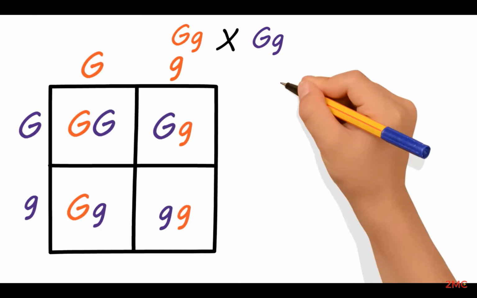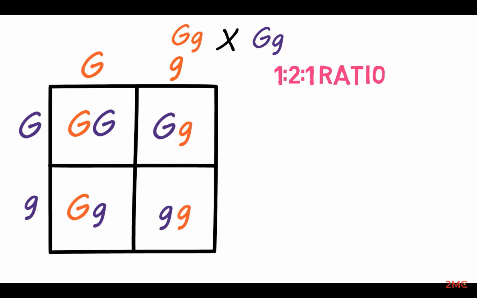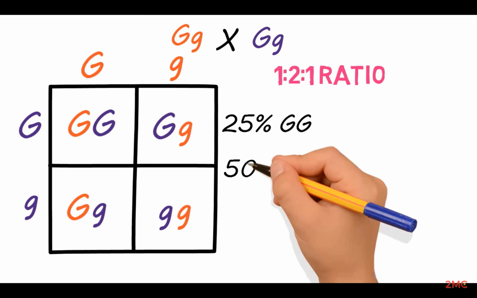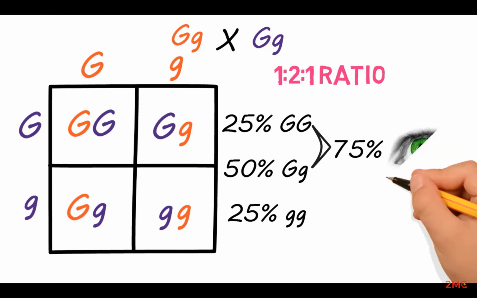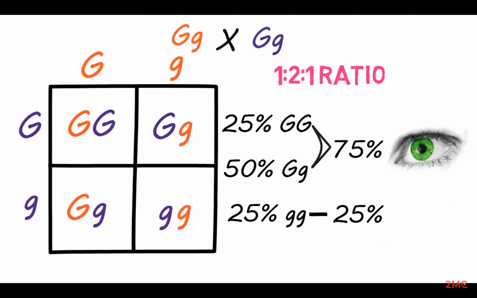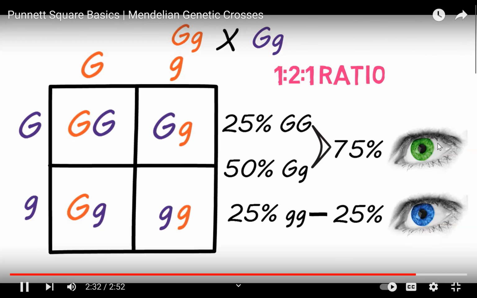This cross results in a 1 to 2 to 1 genotype ratio, with 25% homozygous dominant, or big G big G, 50% heterozygous, or big G little g, and 25% homozygous recessive, or little g little g. The phenotypic ratio would be a 3 to 1 ratio, with 75% green eyes and 25% blue eyes. Okay, hopefully that helps you understand simple Punnett squares a little better.